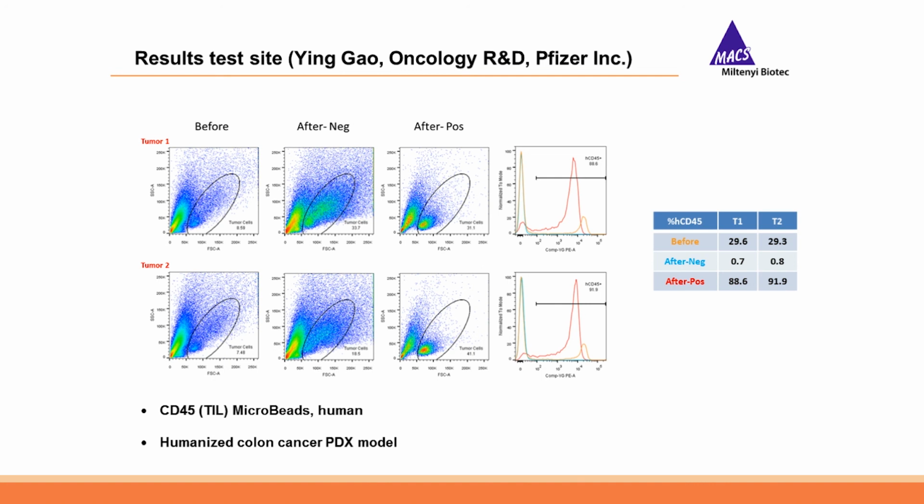for downstream analysis. And you can see this also nicely works with this CD45 TIL MicroBeads human, because you will just isolate the human CD45 cells out of the tumor and will not get any contamination by the mouse cells because of the lineage-specific antibody.